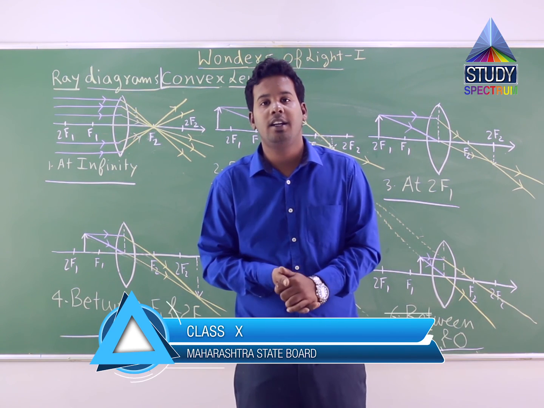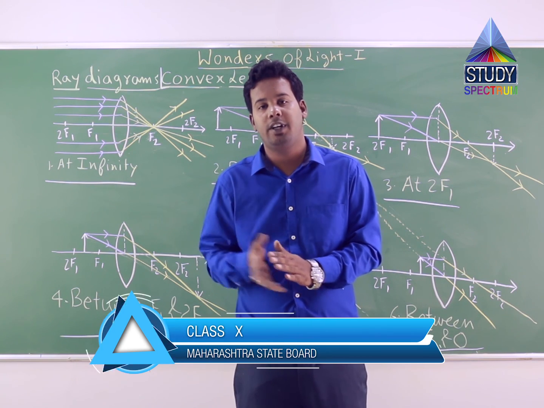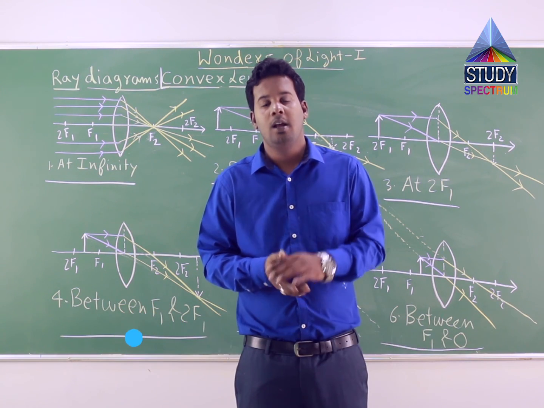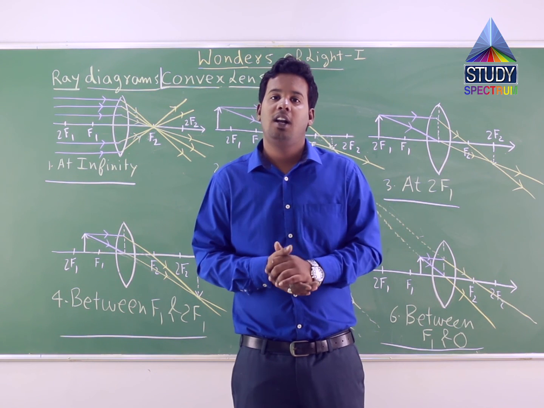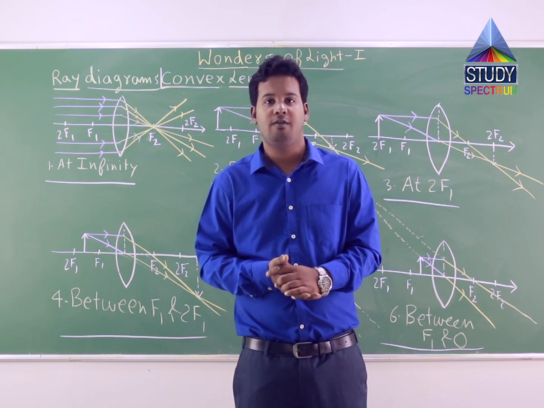Do not forget, in case of convex, focal length is always positive. Doesn't matter if it is a convex mirror or convex lens. For concave word, the focal length is always negative. Doesn't matter whether it is a concave lens or concave mirror.